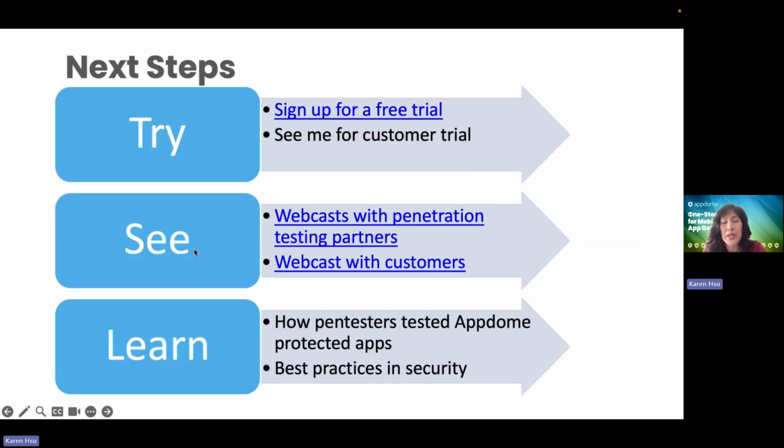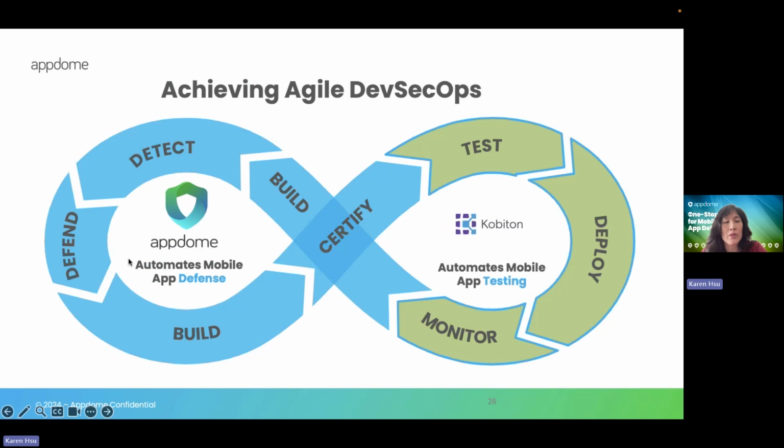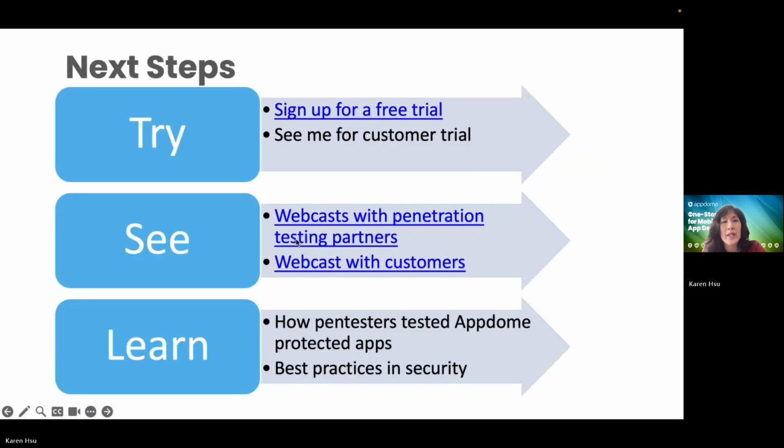Now, through this process, Appdome is able to not only protect or add the protections in an automated way, but also through Cobaton, test in an automated way and complete that cycle as you go back again and have a continuous security model.